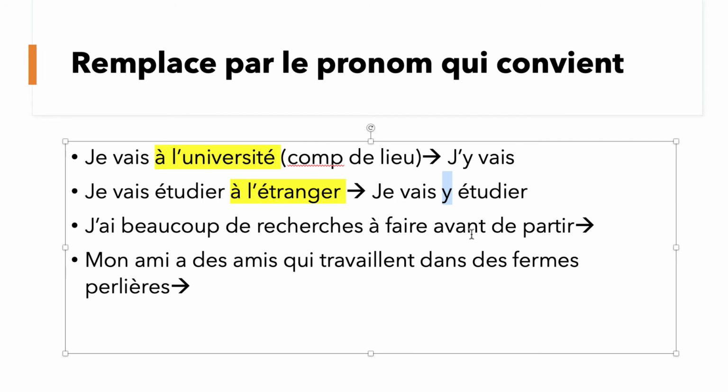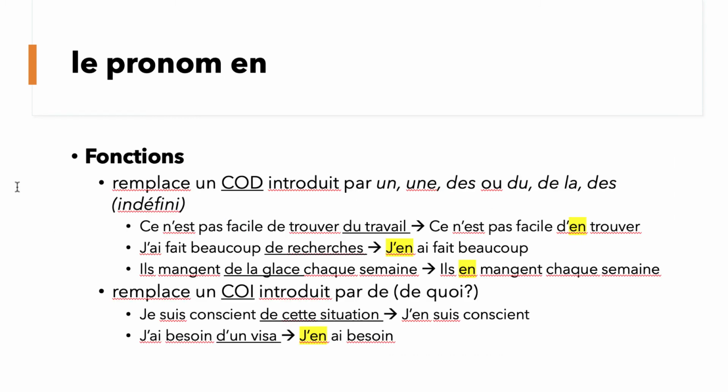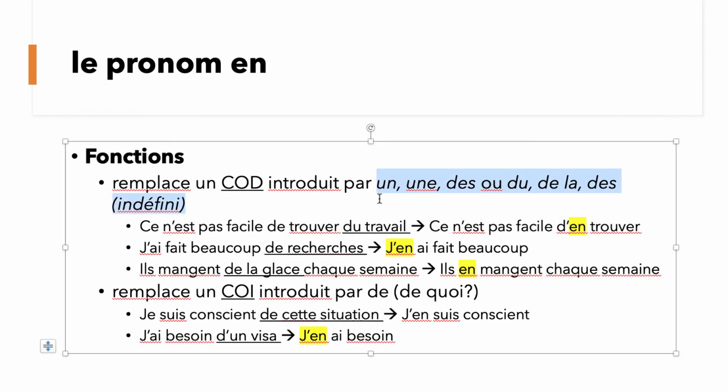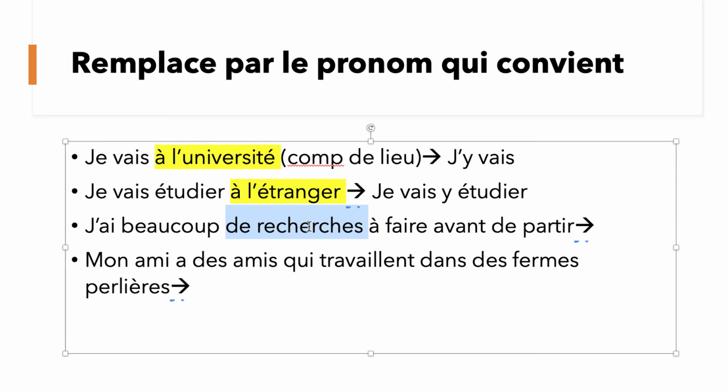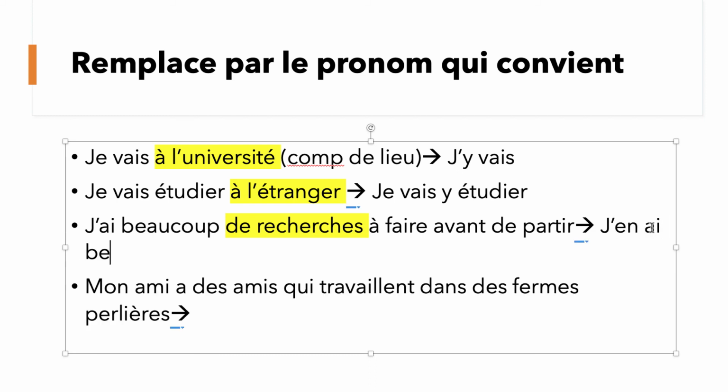J'ai beaucoup de recherches à faire avant de partir. So remember the de, right? Let's go back here. Right? Ce sont des indéfinis. So that's how you know that we're dealing with en, right? Let's just say I don't want to have this part here to be repeated. So I'll do j'en ai beaucoup à faire avant de partir. N'est-ce pas? And it goes here before the conjugated verb that we have. J'ai beaucoup à faire quoi? De recherche. D'accord? C'est un COD.